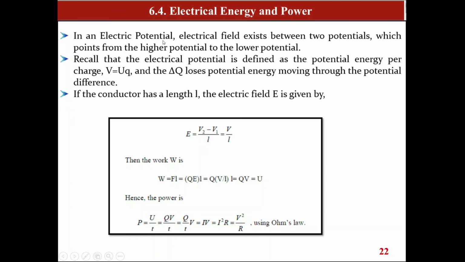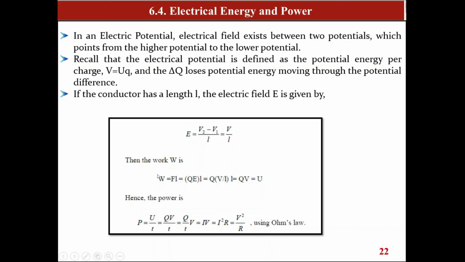Okay, in an electric potential, the electric field exists between two points, from higher potential to lower potential. Recall that the electric potential is defined as the potential energy per charge. So a charge Q loses potential energy moving through the potential difference between these two points. So the electric field can be given as the potential difference over L, V over L.